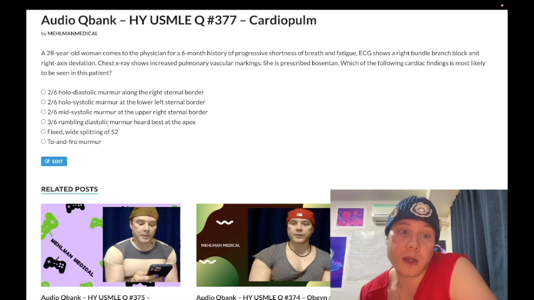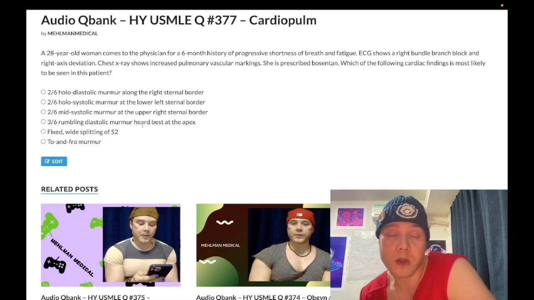3 on 6, rumbling diastolic murmur, heard best at apex. This is just mitral stenosis, okay? They describe it as a rumbling diastolic murmur. They don't have to say opening snap. I've even seen a 2CK question where they tell you specifically there's no opening snap, but it's history of rheumatic heart disease as a kid, okay?